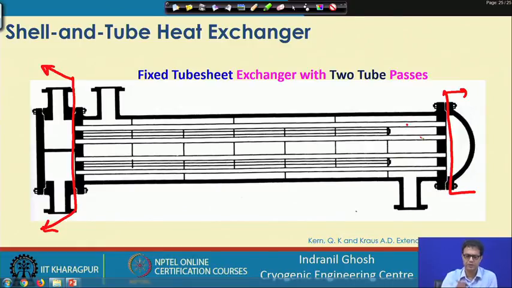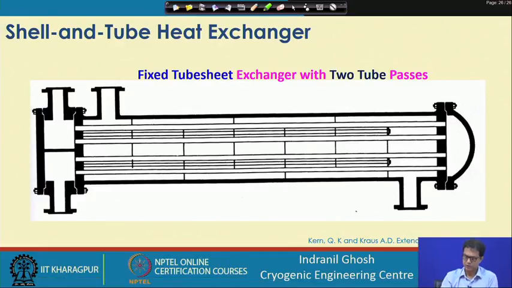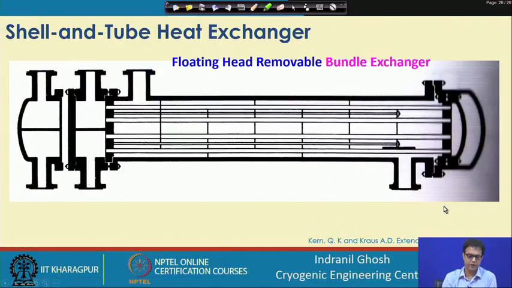So, that gives the advantage of using this kind of shell and tube type exchangers. Here we will go to the next particular type of exchanger, where we find that this is a floating head. Now, you see this has become a floating head bundle, removable bundle heat exchanger.